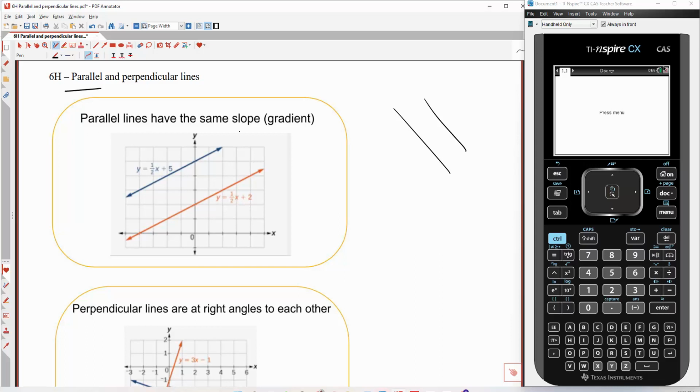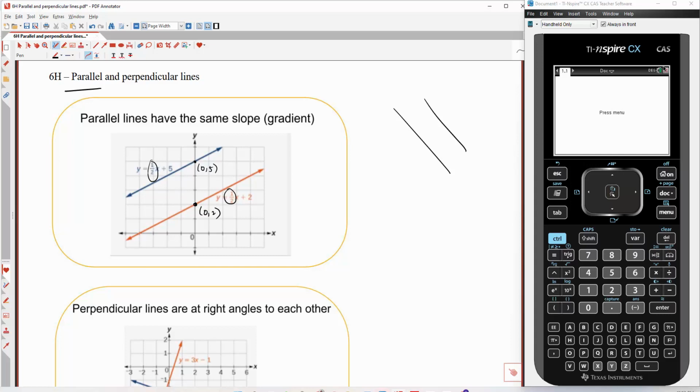If we look at that in the form of a graph, you can see here we've got two linear equations graphed. This graph here is y equals half x plus 5, and this graph here is y equals half x plus 2. So this has a y-intercept of (0, 2), and this has a y-intercept of (0, 5). What we can see is that they have exactly the same gradient.